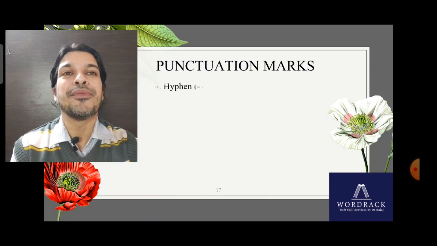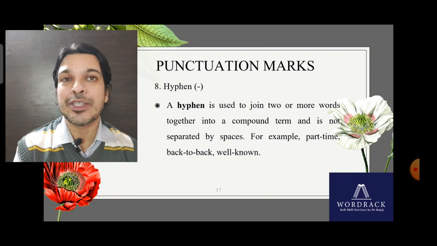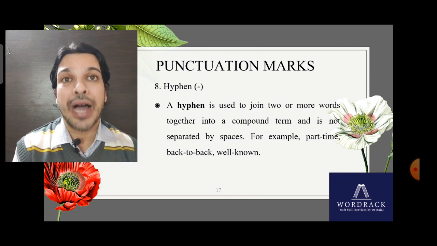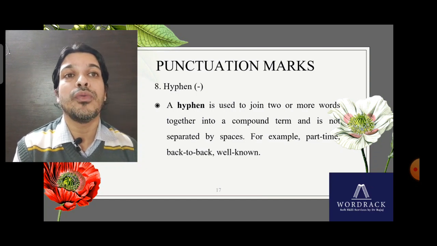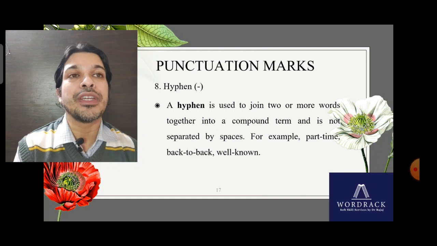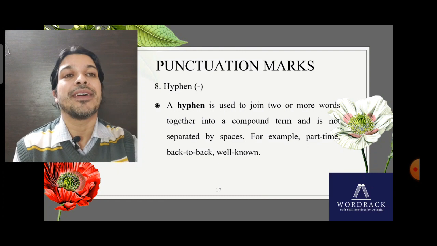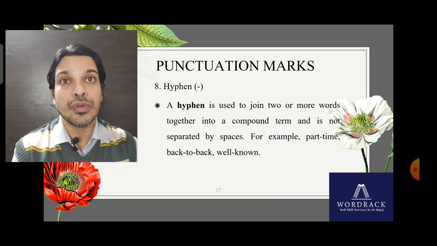Now let us quickly move forward to the next thing, hyphen. A hyphen is used to join two or more words together into a compound term and is not separated by spaces. When we talked about em dash, it was our choice whether we wanted to give space or not. When we come to hyphen, we cannot give a space, and hyphen is used to join two or more words to form compound words. For instance, words like part-time, back-to-back, well-known, etc. So all these are compound words, and compound words have been made by using a hyphen.